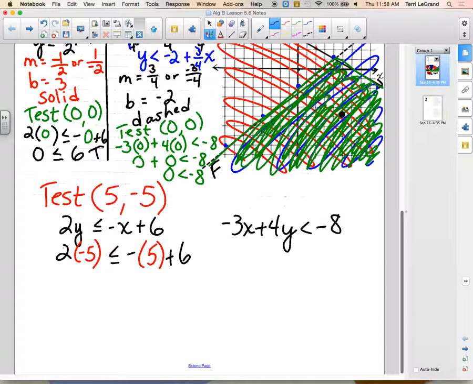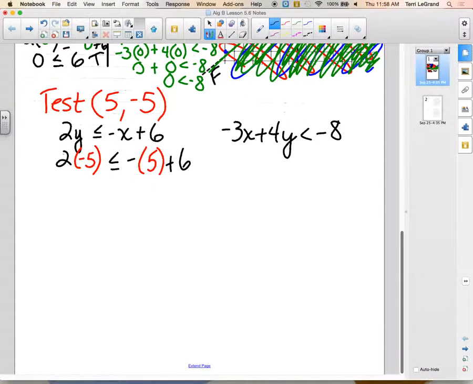Let's just work with the first one here. I subbed in my -5 for y, and my +5 for x. What's 2 times -5, class? -10. Okay. What's the opposite of 5? -5. And what's -5 plus 6? 1. Okay. We want this to be true. Is -10 less than 1? Yeah. Okay, so it's true. That's good. We want it to be.